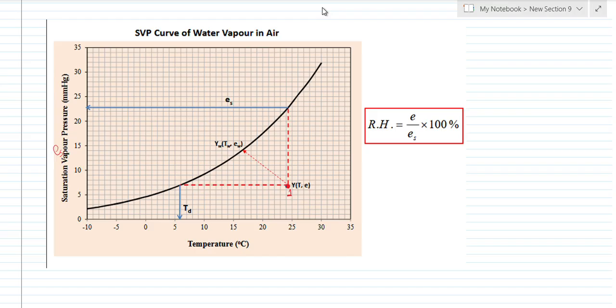That is, today we are looking at the saturated vapor pressure curve of water vapor in air.